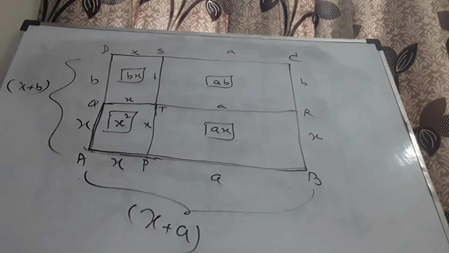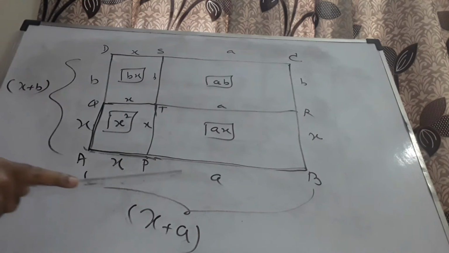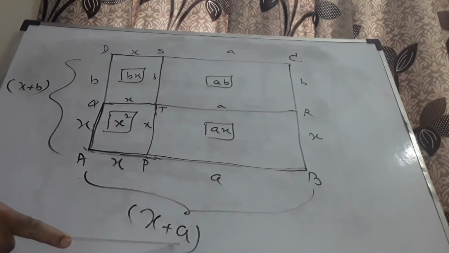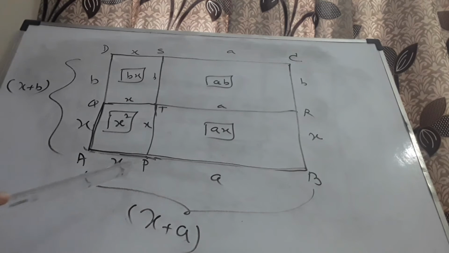Just listen carefully. We take a rectangle ABCD of dimensions (x + a) by (x + b). That is, AB is of length x + a units and AD is of length x + b units. Now, I take AP to be of length x units and PB is of length a units, as drawn in the diagram. I have drawn it for you already. And AQ is of length x units and QD is of length b units.